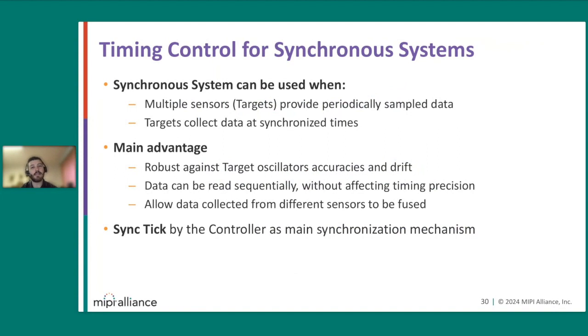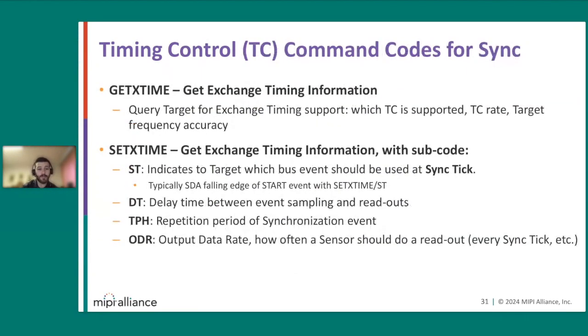This is a tick that is sent out on the bus that allows the different targets on the bus to synchronize to that tick. If we look at it, we still use the same type of CCCs in order to control this: the getX time to figure out what is capable, and then the setX time in order to distinguish the mechanisms that we'll be using for timing control. For this synchronous timing control, we have the ST, or the sync tick, which is sent out in order to synchronize the bus. We have a delay time, repetition, and then the output data rate. These are all different metrics basically to indicate how the bus will synchronize with itself.